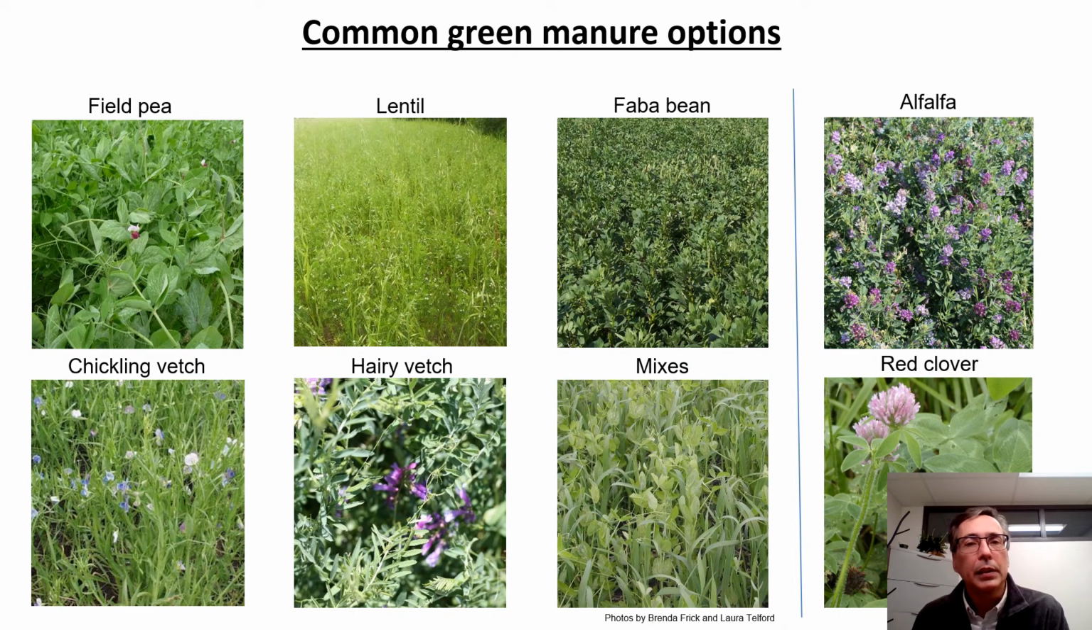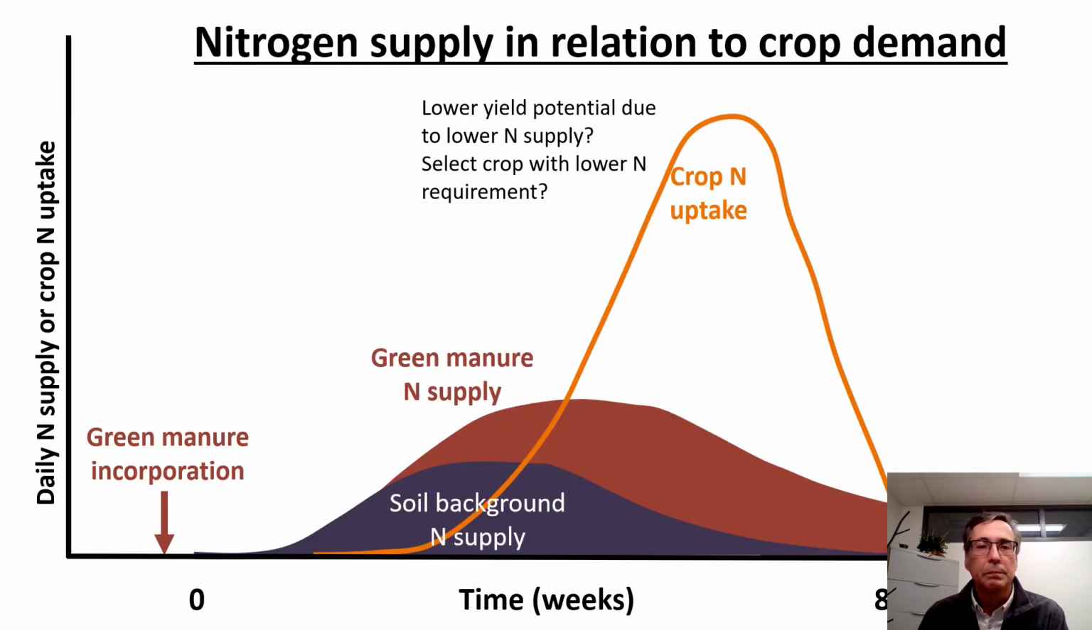There are many different common green manure options: field peas, lentils, perhaps not quite as common as a plow down. Then you have fava bean, alfalfa, red clover, mixed crops of peas, oats, and barley, hairy vetch, and chickling vetch. All except for the grasses in this mixed crop are common green manures and legumes. So they will fix their own nitrogen and supply it in the soil.